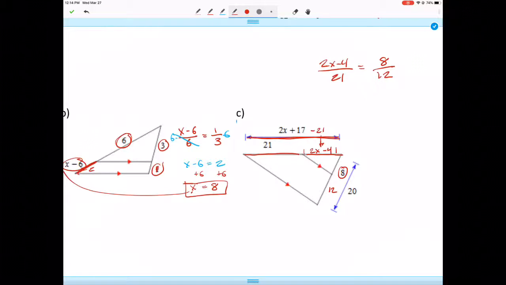So just remember that this only works when we have parallel lines. All right. So, for example, multiply both sides by 1. That cancels. Let's see what that gives us. 8 times 21 divided by 12. That gives us 2x minus 4 equals 14. Add 4 to both sides. So we get 2x equals 18, and x equals 9.